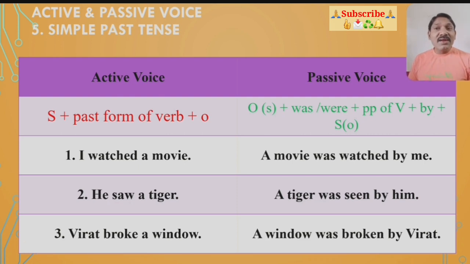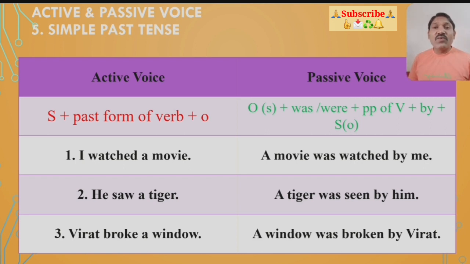Here we have to use the past form, not the past participle, in active voice. In passive voice, it is object plus was, were, plus past participle of the verb, that is the third form of the verb, by plus subject. Okay students, have you understood? Very good. So let's have the examples now.